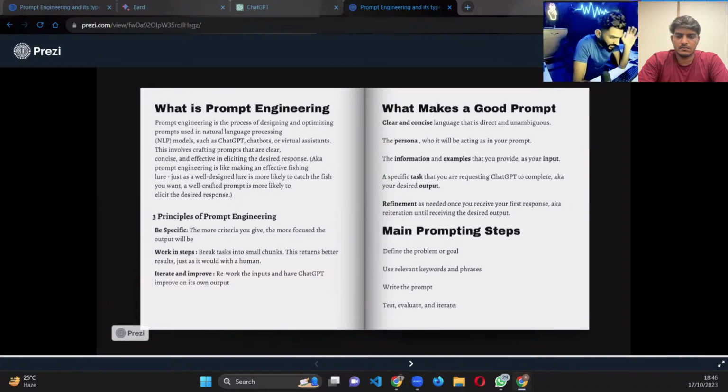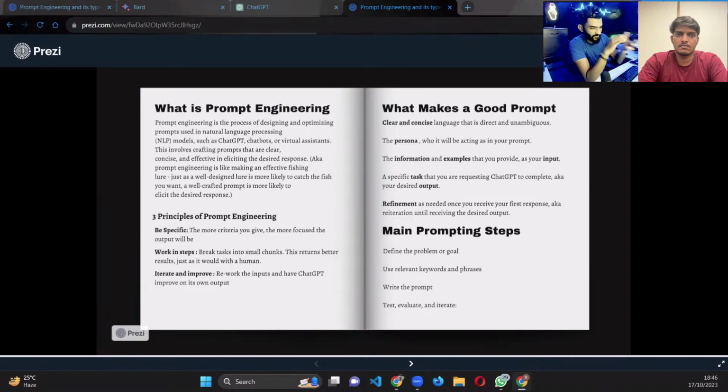What is reiterate? Reiteration is basically that you are getting some output, and on the basis of that output, you are again asking your model to perform something. You are not happy with that output and you are again reiterating on your problem to get a better output. That is what reiterating is.